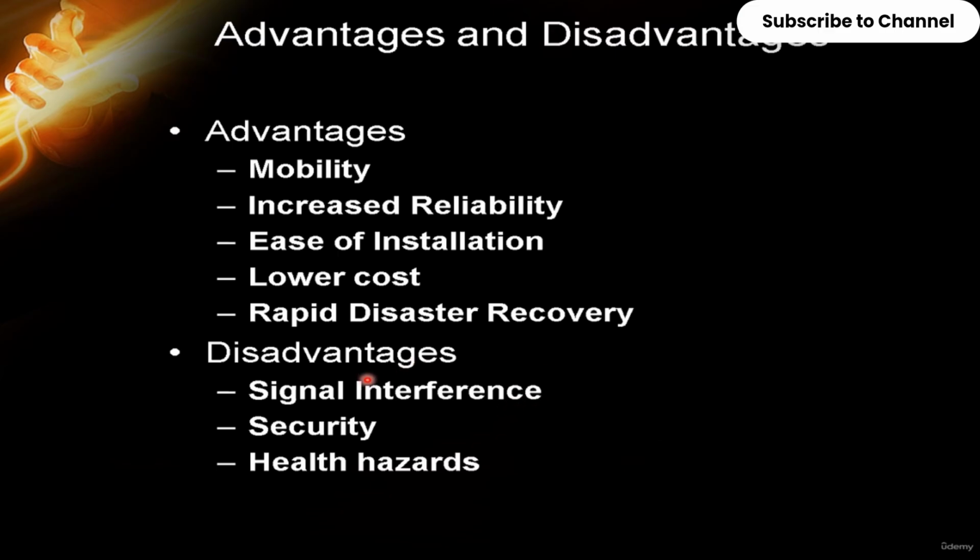The disadvantages are signal interference. For example, tall buildings or climatic conditions can cause interference in the signals. Then there is security, as people can easily tamper with the data. Finally, health hazards may occur if one uses wireless devices continuously for a long time.